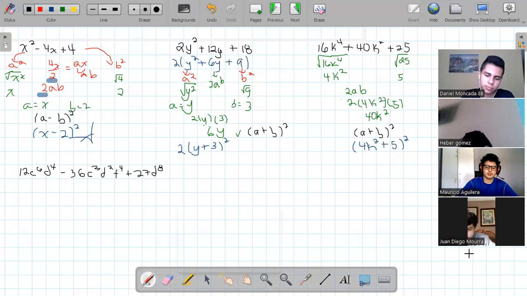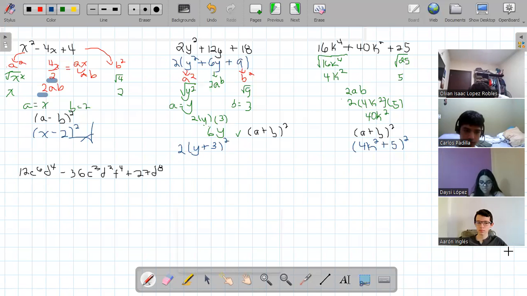Okay, so let's see. What are we going to do? The first thing is finding if we have a GCF. Is there any GCF that we can find in there? Always try GCF first. If possible, then find the GCF. If not, then you can go ahead and find the special case formulas. Is there any GCF that we can find in there?